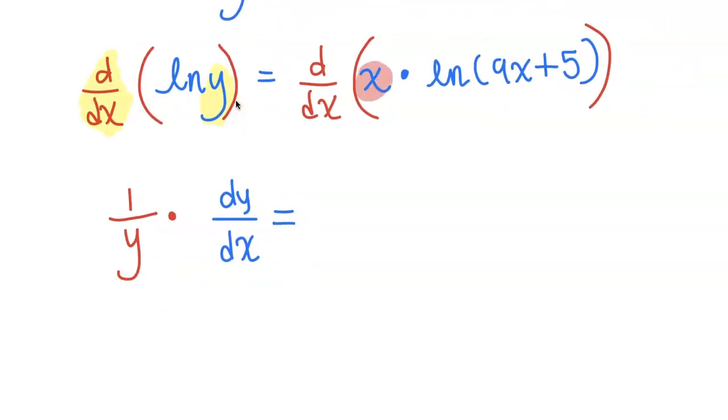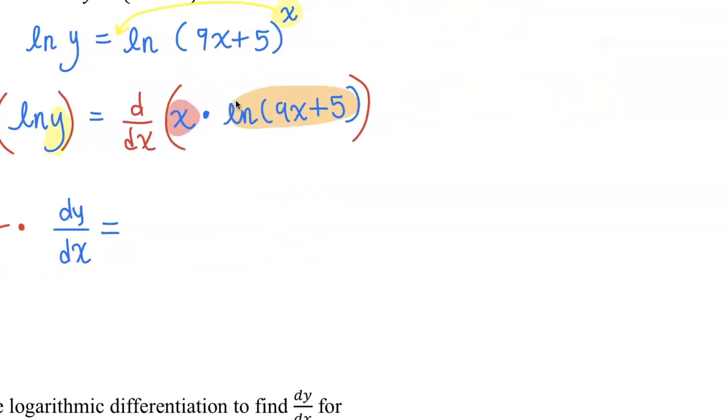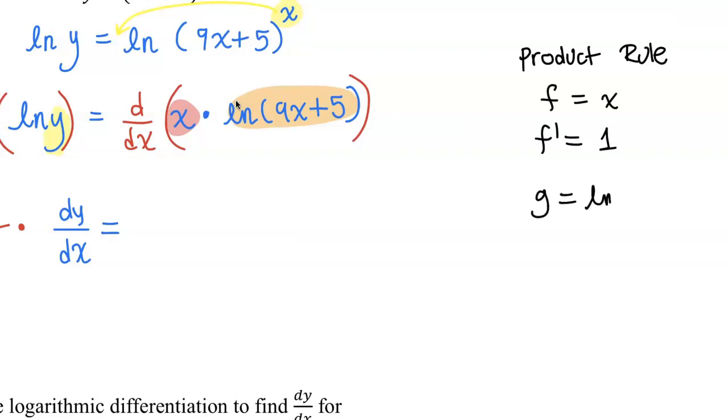Okay? Now moving on to the right side, which we have a product going on. So we're going to take the product rule and use x as our first term and natural log of 9x plus 5 as our second term. So you can do your product rule pieces over here if you want to. Let f be x, the first piece of the multiplication, then f prime is 1. Let g be natural log of 9x plus 5. Then the derivative of that is going to be 1 over 9x plus 5 times the derivative of the inside part, which will give you 9. So we'll put that on top of the fraction.